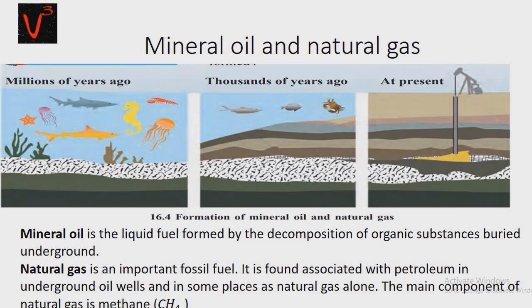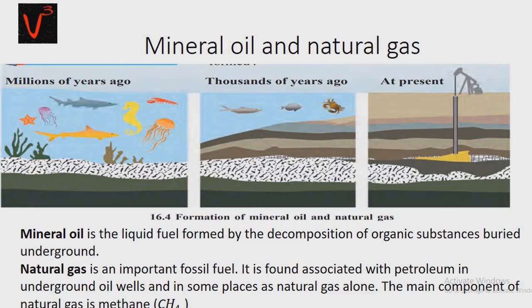They are used as fuel and for production of dyes, pesticides, perfumes and artificial fibers. Natural gas, which is also found associated with petroleum in underground oil wells and in some places as natural gas alone. The main component of natural gas is methane, CH4. This fuel can be carried over long distances by means of gas pipelines.